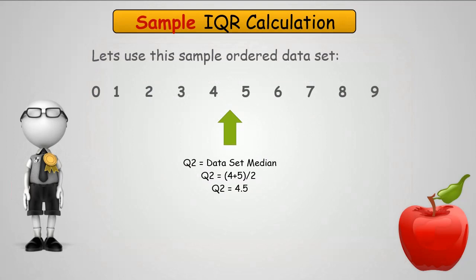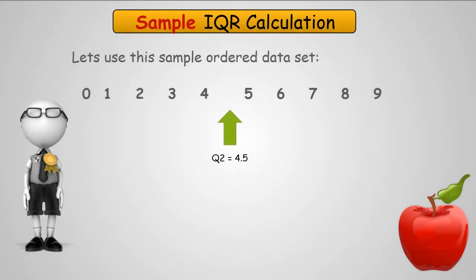So first let's look on paper. I have a data set ordered 0 through 9. I'm going to start by computing Q2, which is going to be the median of the data set. And since this is an even number, it's going to be the median of 4 plus 5 divided by 2. So 4.5 is the value for Q2. That's the median of the data set.